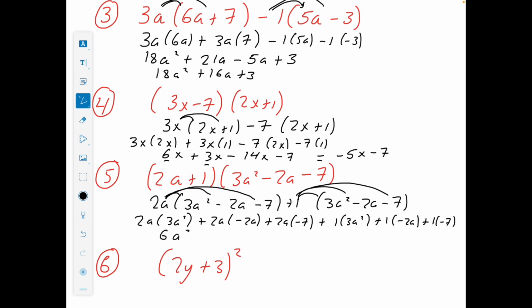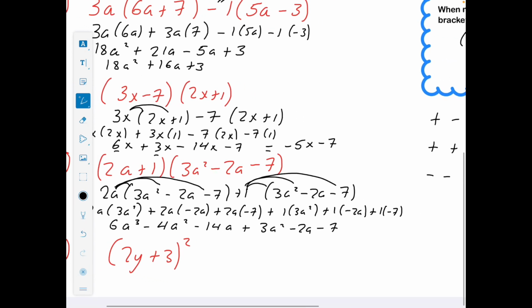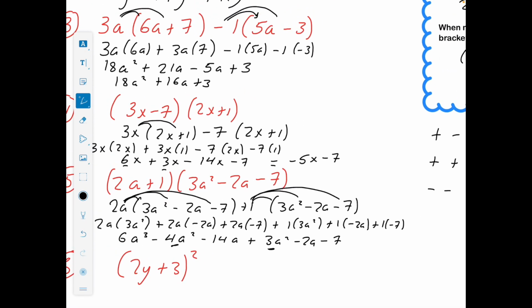Okay, I can do quite a bit of multiplying out here. So 2a multiplied by 3a squared, 2 by 3 is 6, and then a by a squared is a cubed. Need to learn that off by heart. Then we've 2a multiplied by minus 2a, that will give me minus 4, and a by a will be a squared. And then we've 2a multiplied by minus 7, that will give me minus 14a. Then 1 multiplied by 3a squared, that gives me 3a squared. 1 multiplied by minus 2a, that'll give me minus 2a. And then 1 multiplied by minus 7 will give me minus 7.